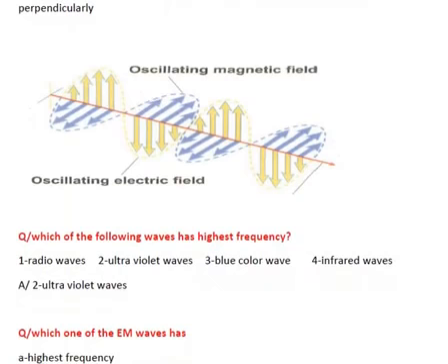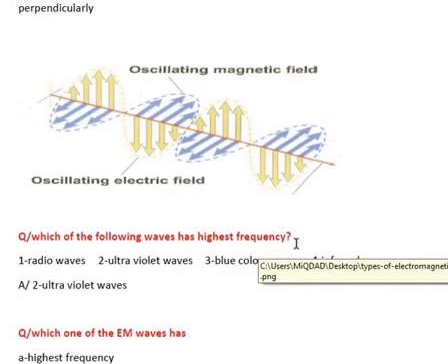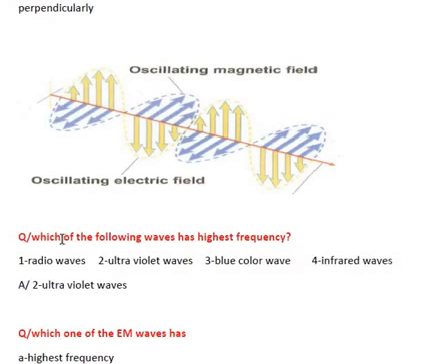Here we have a question about the electromagnetic spectrum. It says, which of the following waves has the highest frequency? We said it means it has more crests and troughs together. We have choices here: radio waves, ultraviolet waves, blue color wave, and infrared wave. The answer will be ultraviolet wave because it has high frequency.